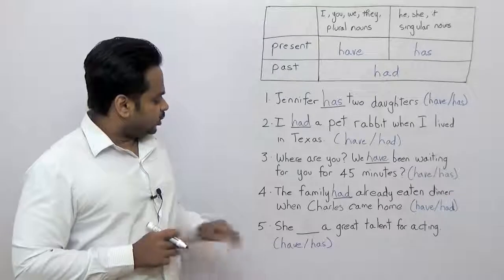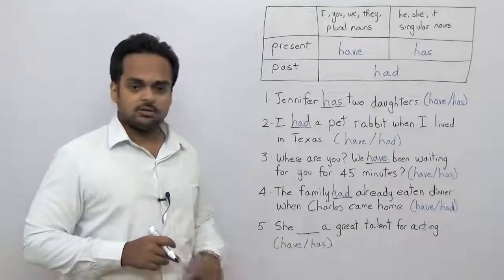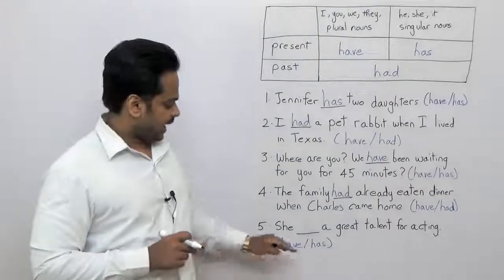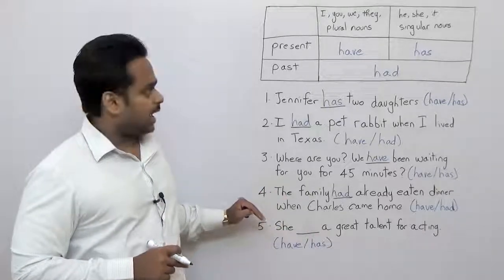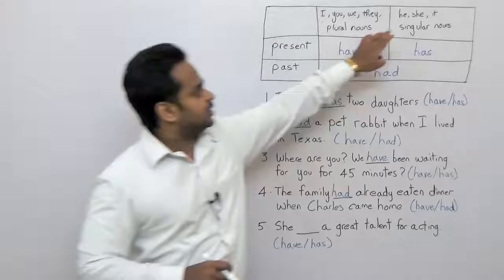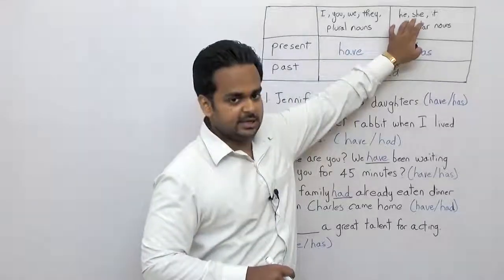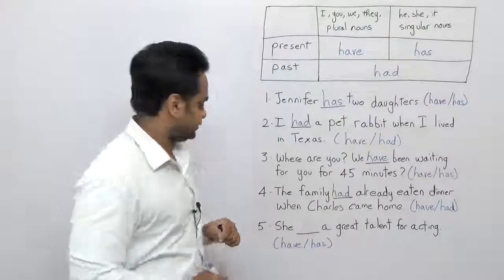Number 5, she blank a great talent for acting. Have or has. This is in the present, and because we have the subject as she, we're going to use has.